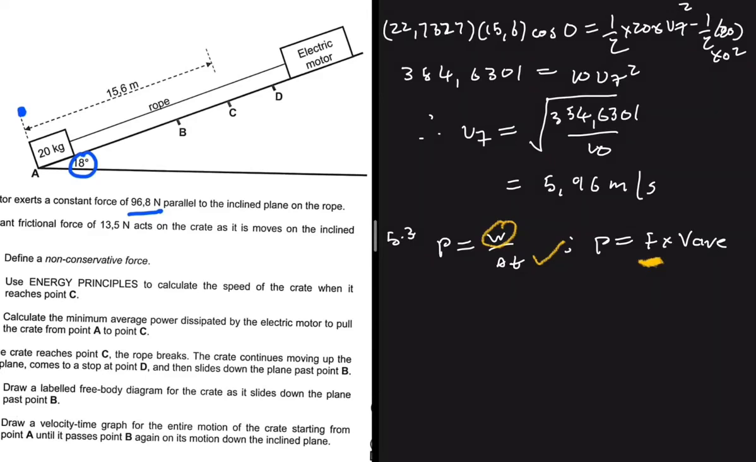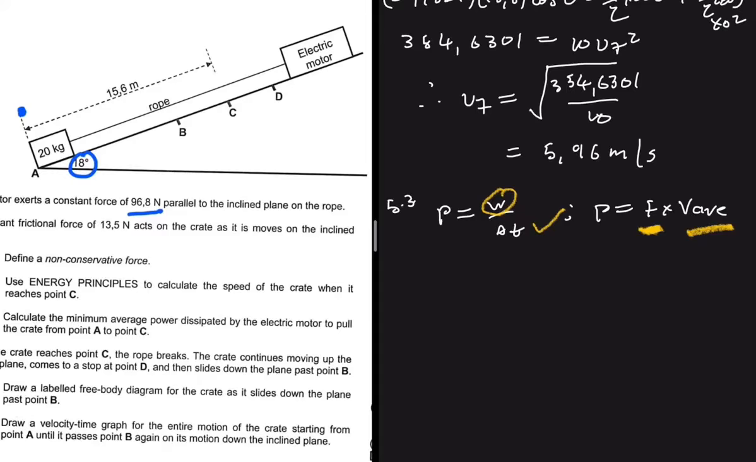motor, and then we have Vi, which is equal to 0, and we have VF, which is equal to 5.96. So we can add those two and divide by 2 to find the average velocity. So what am I saying? I'm saying that the power will be equal to the force that is exerted by our motor, that is 96.8, multiplied by the average velocity.